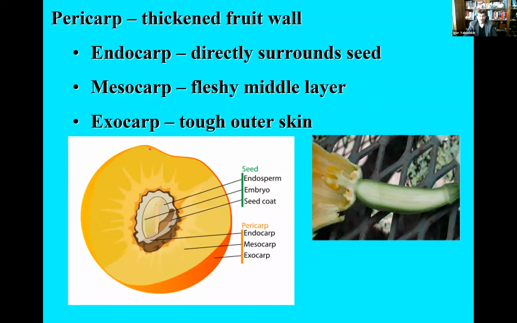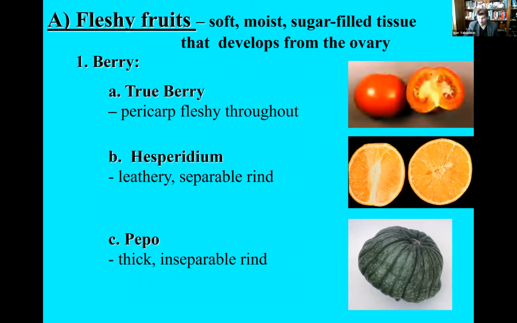But this is how the endocarp, mesocarp, and exocarp, which are parts of the fruit, separate why it's considered to be a berry, why it's considered to be a hesperidium, why it's considered to be a pepo, etc. True berry, the pericarp is fleshy throughout, and here we have seeds. The hesperidium has a leathery rind, and then the pepo, a thick and inseparable rind. But you don't have to worry about that, as long as you understand that it's a fleshy fruit and it's simple, and we're moving on.